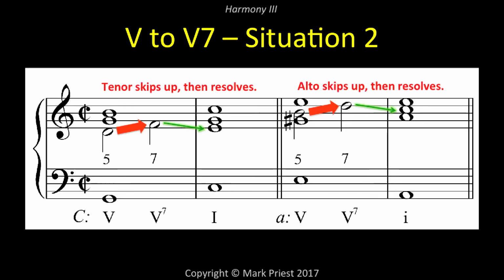Situation 2. It is possible that the fifth of the 5 may skip up a diatonic third to the 7th. Again, observe that such upper voice movement in both major and minor keys is reflected in the thorough bass figures 5 to 7.